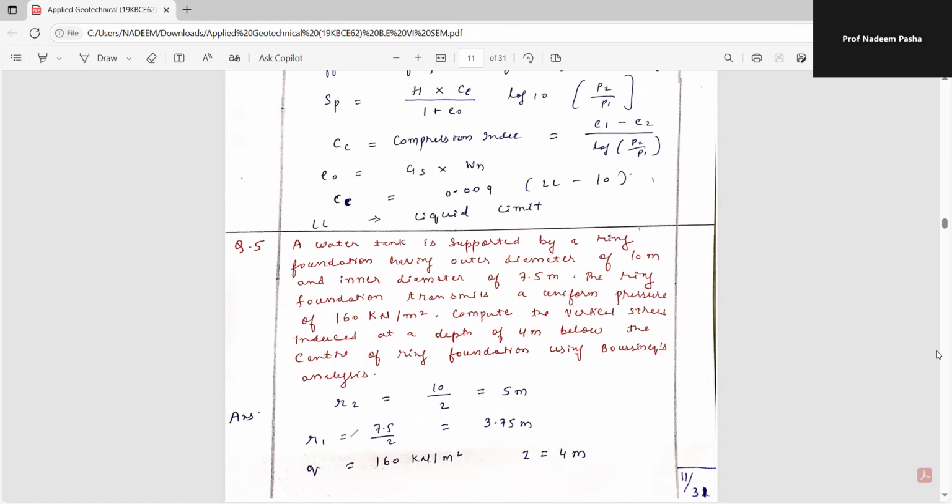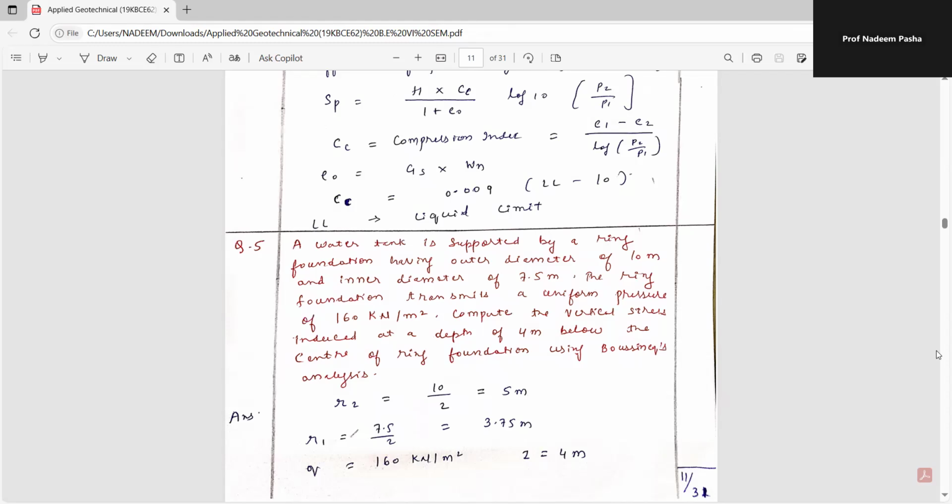A water tank is supported by a ring foundation having outer diameter of 10 meter and inner diameter of 7.5 meter. The ring foundation transmits a uniform pressure of 160 kilonewton per meter square. Compute the vertical stress induced at a depth of 4 meter below the center of the ring foundation using Boussinesq analysis. So what we are trying to do: a water tank is supported by a ring foundation having outer diameter of 10 meter and inner diameter of 7.5. The ring foundation transmits a uniform pressure of 160 kilonewton per meter square. We need to compute the vertical stress induced at a depth of 4 meter below the center of the ring foundation using Boussinesq analysis.